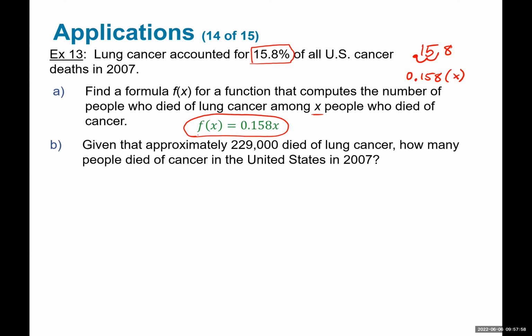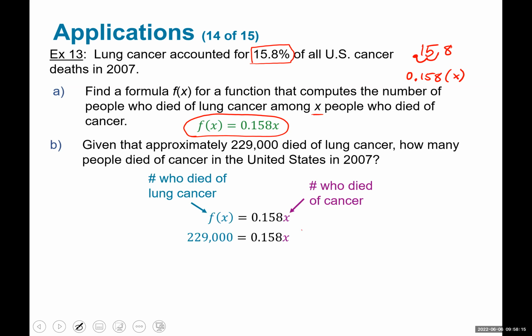Given that approximately 229,000 people died of lung cancer, how many people have died of cancer in general? So x is the number of people who died of cancer in general. f of x is the people who died of lung cancer. The x is just who died of cancer in general. So we're going to plug in what we know. We know the number of people who died of lung cancer, so we put that as f of x. And then we don't know x, so we're going to solve for x. In this case, we'll divide by 0.158 on both sides.